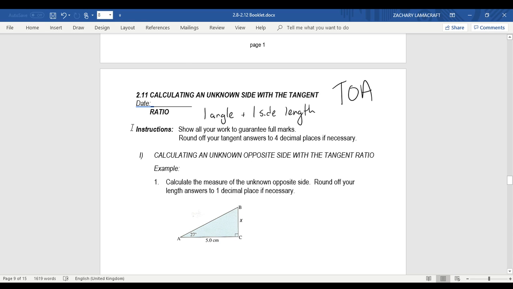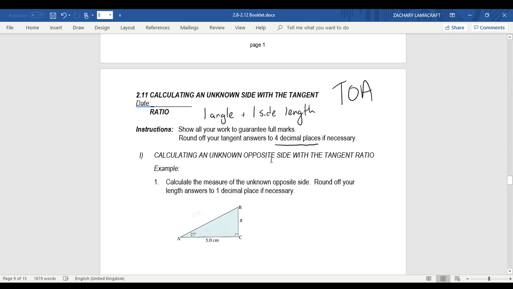So the instructions are pretty simple. Show all your work to guarantee full marks, and round off your tangent answers to 4 decimal places. Every question you do on a test will tell you whether you're going to round to the nearest degree, to 1 decimal place, or 4. Typically with the ratios, we do 4. With the side length, we do 1. And with an angle, we usually go to the nearest degree. It just makes things a lot easier for us.